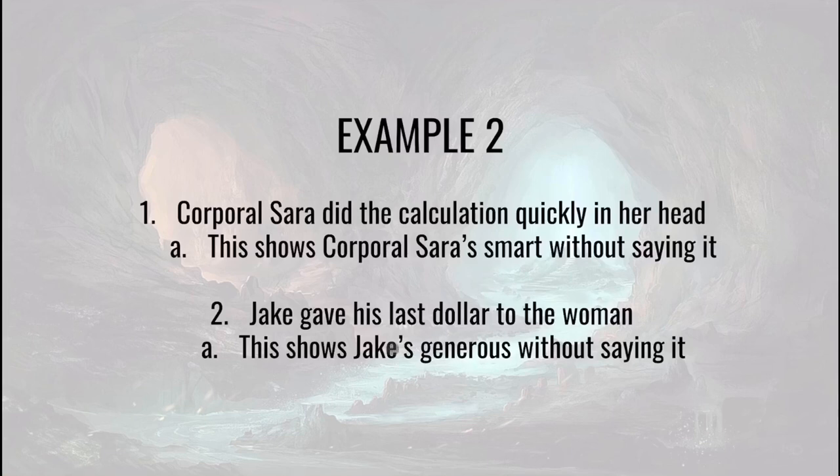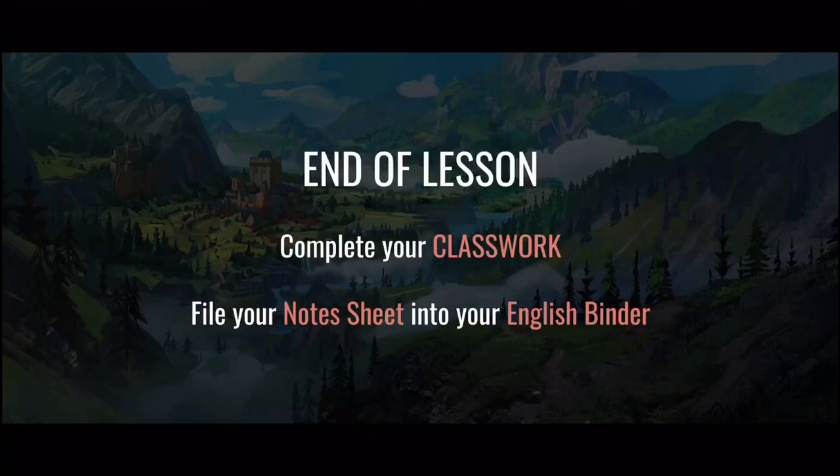So that's indirect characterization. If I want to tell you that my character is brave or smart or generous, then I'm going to show you them doing something brave or smart or generous. All right, that's the end of the lesson.